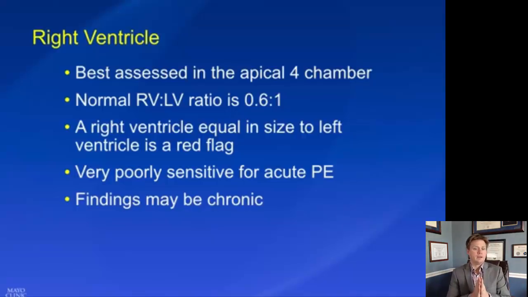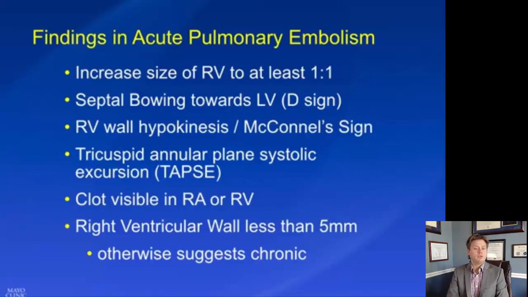The other thing to recognize is that the findings may be chronic. And how we usually tell that is by the thickness of the right ventricular wall. If it exceeds 5 millimeters, that typically would represent right systolic pressures that have been elevated for some time because the ventricle has had time to hypertrophy as a result of that. In acute pulmonary embolism, we're going to see an increased size of the right ventricle.